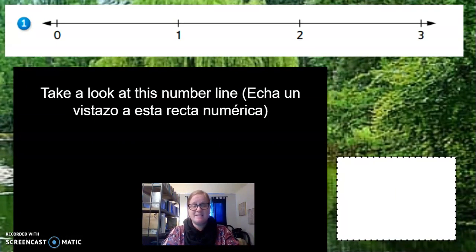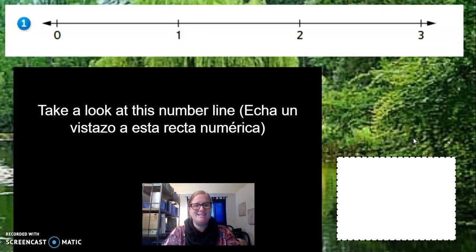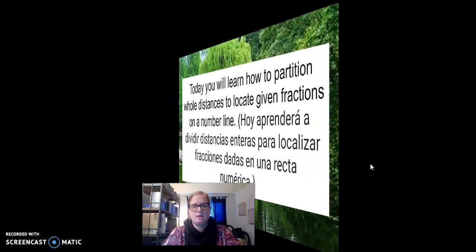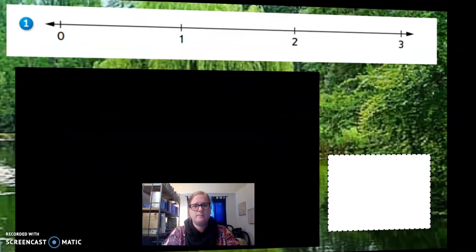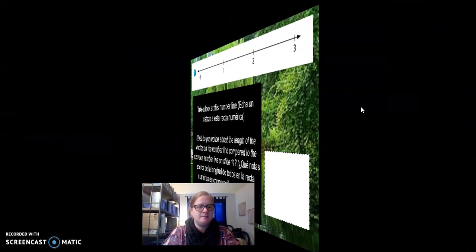Take a look at this number line. It is the same number line. What do you notice about the length of the wholes? Look at the length of the wholes compared to the previous number line on slide 11. So we're going to go back to slide 11 right here. So we have 0, 1, 2, and that's how they're spread apart. Now we're looking at this one, and this is 0, 1, 2, 3. So what do you notice about the length of the wholes here compared to the wholes on that previous slide?